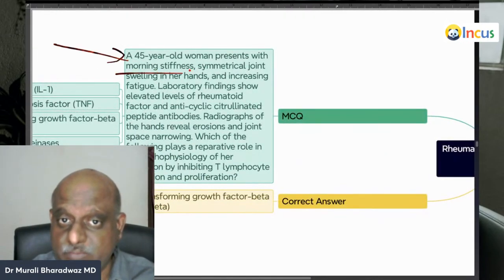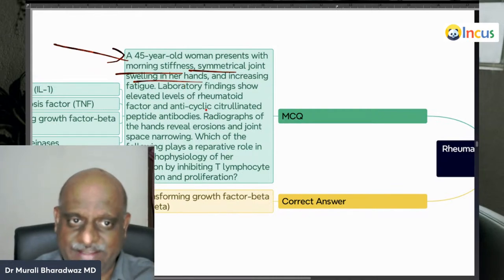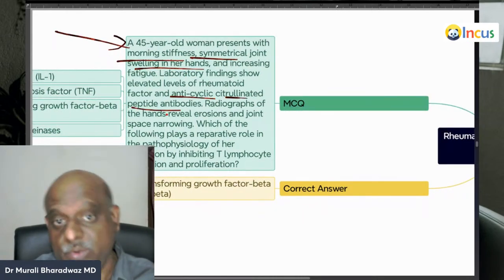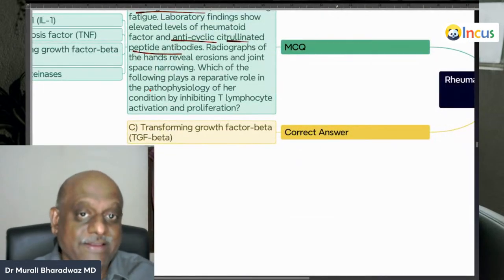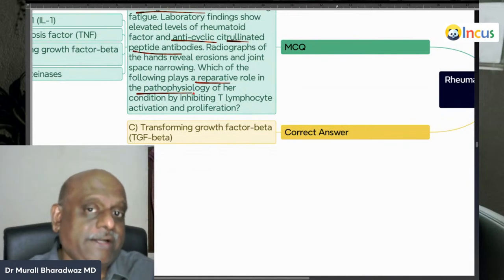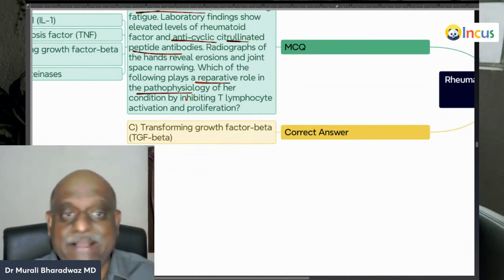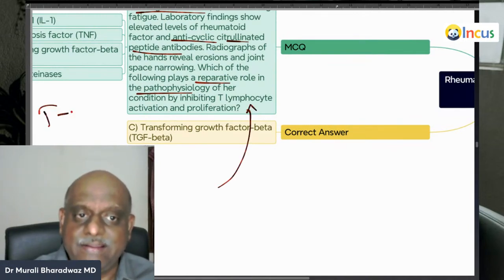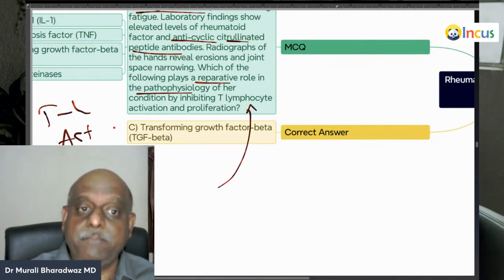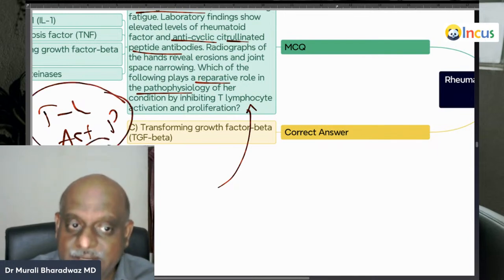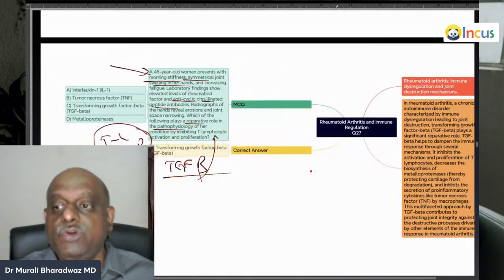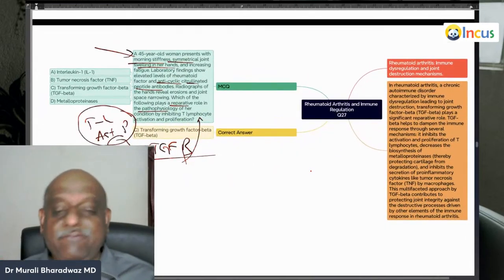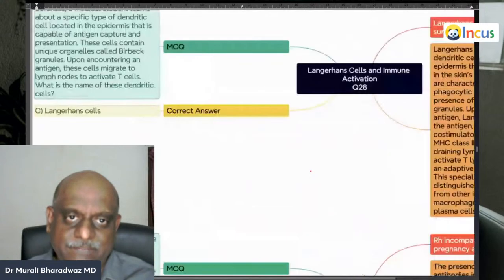A 45-year-old woman presents with morning stiffness, symmetrical joint swelling, and anti-cyclic citrullinated peptide antibodies are elevated. So what is the mechanism? Which of the following plays a reparative role in the pathophysiology of her condition, by inhibiting T lymphocyte activation and proliferation? What is the one that inhibits? TGF-beta. So, one question on cytokines. Every NEET PG there is a question, doctor, be very sure.